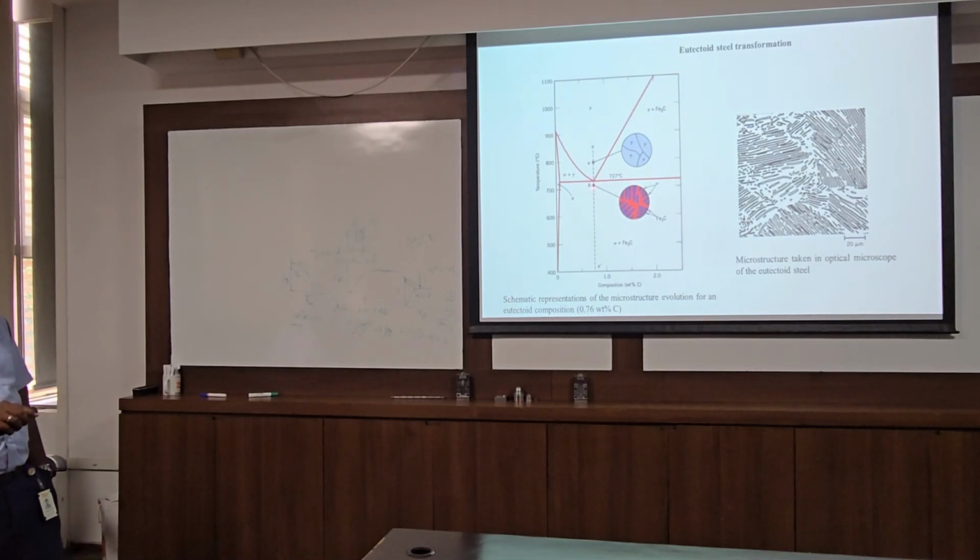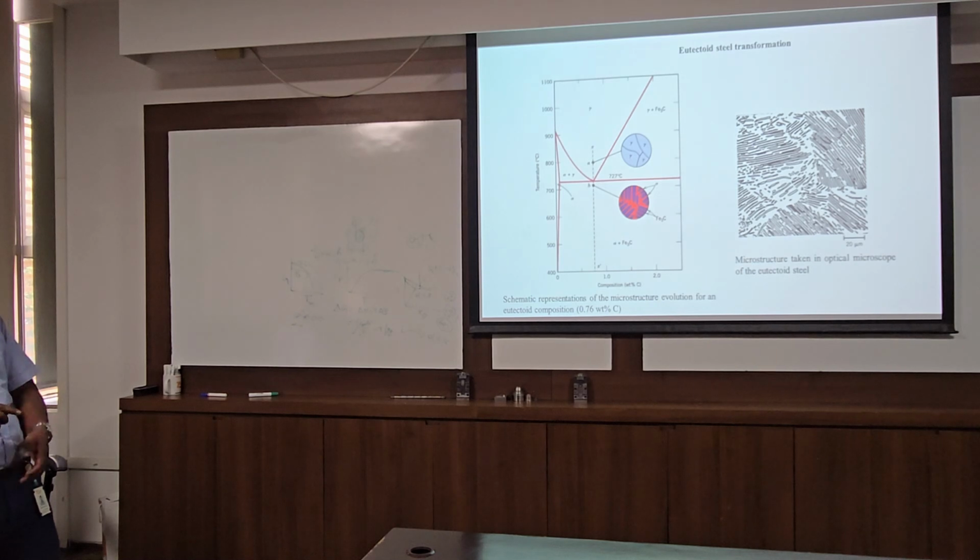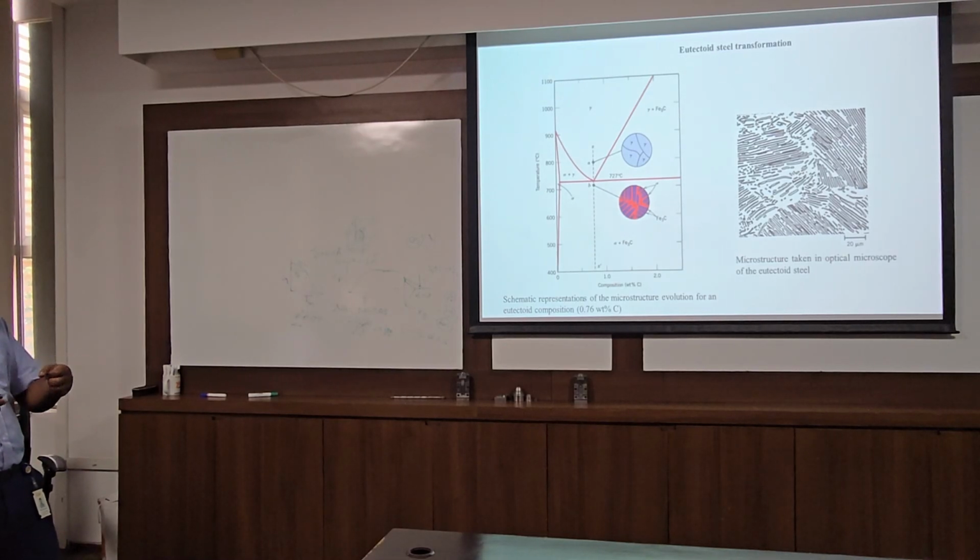So once it crosses this temperature, when you cool down, what will happen? This eutectoid transformation will happen. That means it's like a combined growth of two phases, alpha and Fe₃C. So they combine and grow. It's not like one phase will grow and another will be consumed. Both phases will grow and consume the gamma.